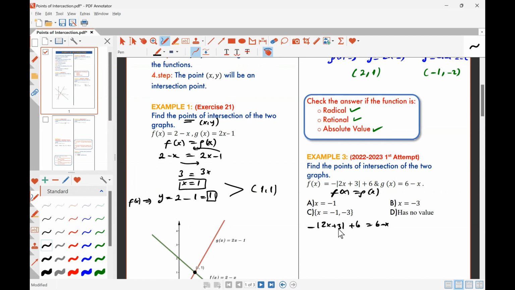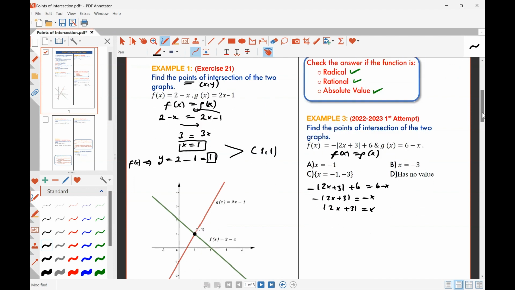I have an absolute value here. I need to get absolute value alone. So let's move 6 to the right. Negative absolute value 2x plus 3 equals 6 minus 6 becomes 0, so just negative x. Get rid of negative by dividing or multiplying both sides by negative 1. So absolute value 2x plus 3 remains on the left. x remains on the right.